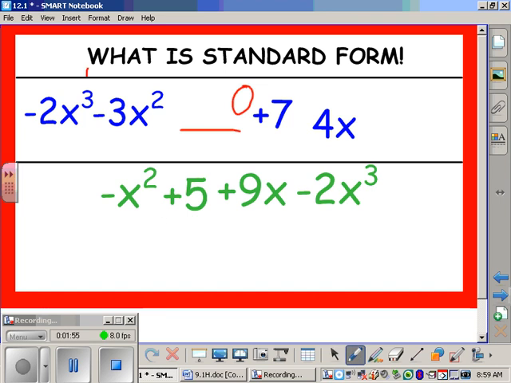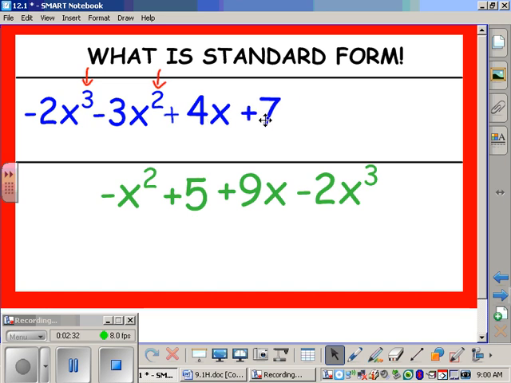So notice right now, just focusing on the exponents, 3 is the largest, then 2. So now we're going to move it down to the next one. The next term, we have either 7 or 4x. Because 7 does not have a variable, we will automatically place the 4x after the 3x squared. Now, we must have a sign, either plus or minus, between the terms. Because the 4x is positive, we will place a plus sign after the 3x squared. This leaves the positive 7 at the end.